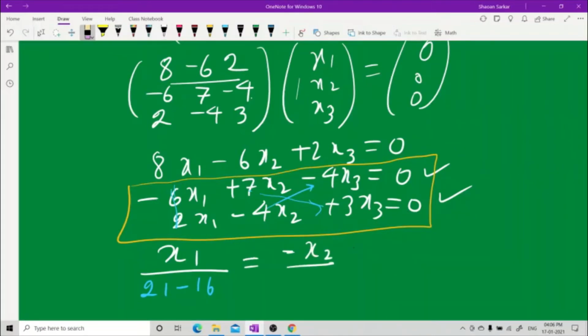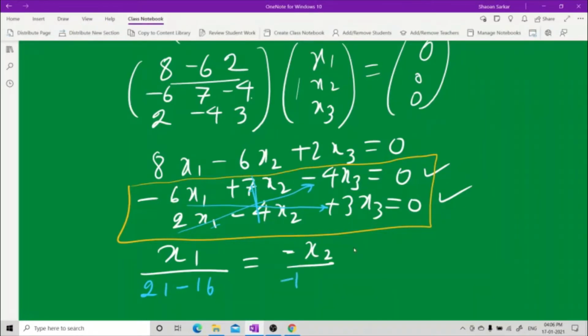Now I'll hide the second column. I will multiply this coefficient with this and this coefficient with this. Now you will have minus 18, and you will have plus 8. You will have minus 18 plus 8.